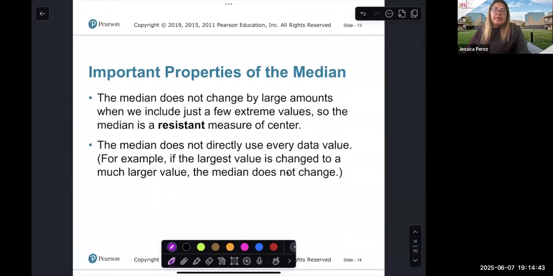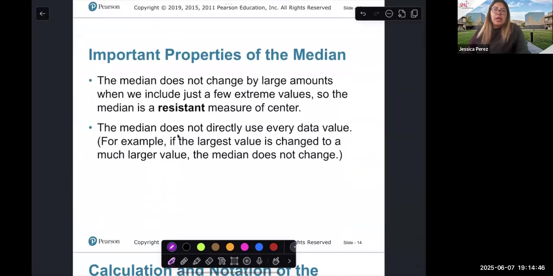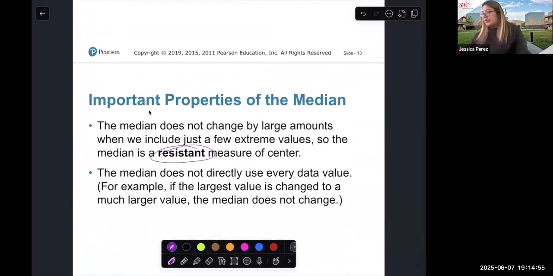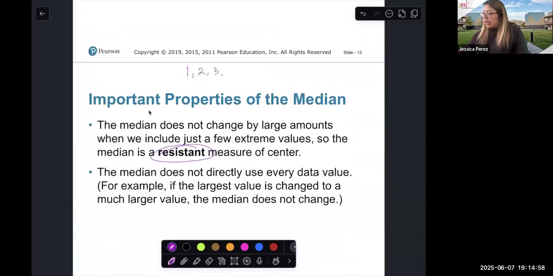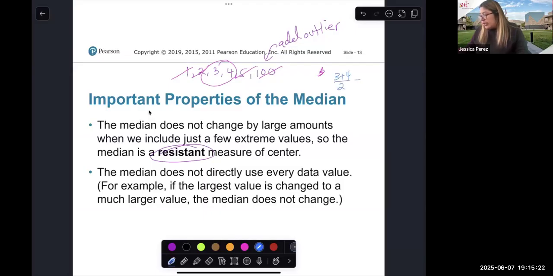What are the important properties of the median? The median does not change by large amounts. We can conclude that even when we add extreme values, the median is a resistant measure of center. So if we go back and we say, well, what's 1, 2, 3, 4, 5, and 100? We are going to add the outlier. Well, if we're trying to find the middle value, cross, cross, cross, cross. We have two numbers in the middle. We have to find the median, which is going to be 3 plus 4 over 2, which is 7 over 2 or 3.5.